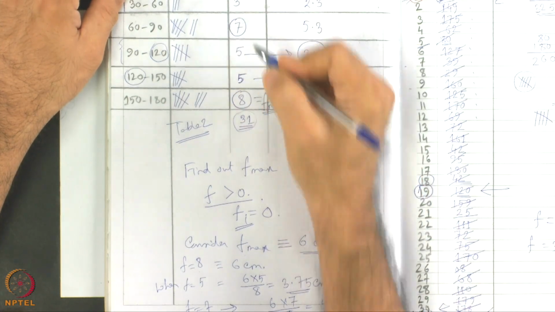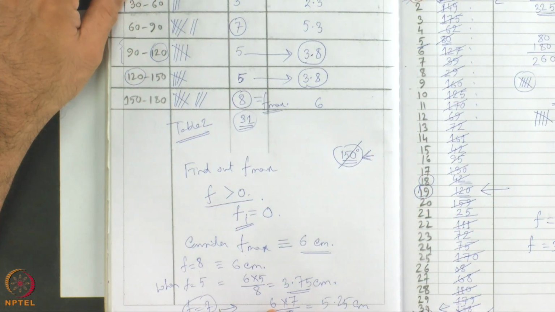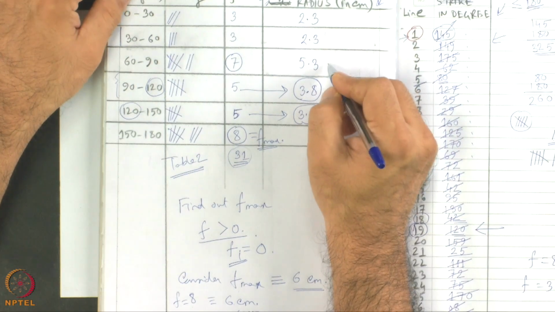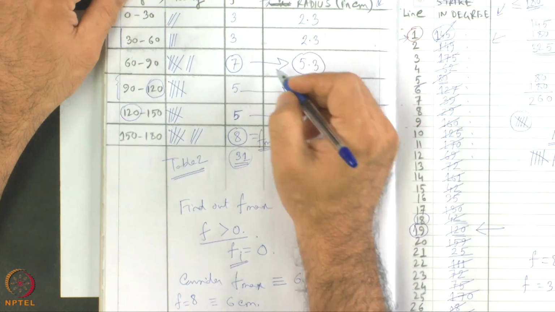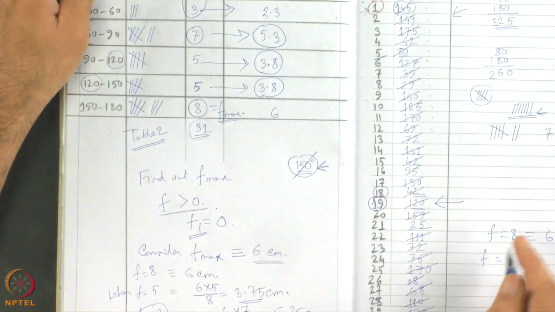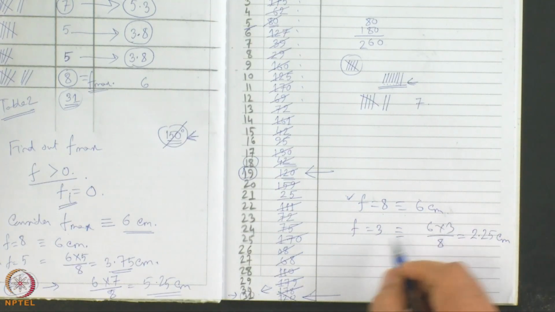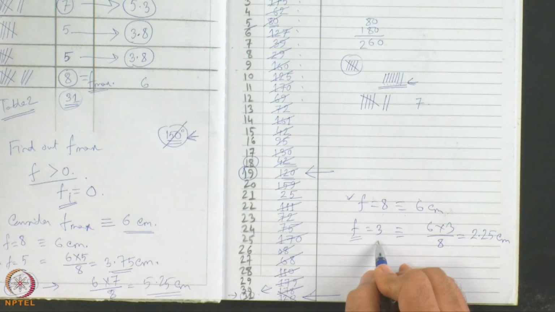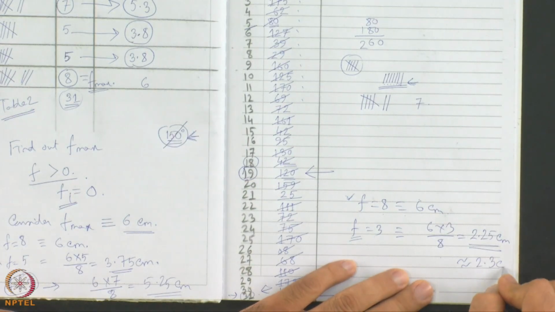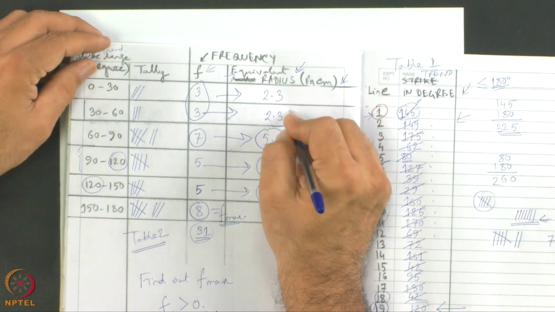What about f is equal to 7? When f is equal to 7, I do 6 multiplied by 7 divided by 8, which is equal to 5.25 centimeter. 5.25 approximates to 5.3 centimeter, so I write here 5.3. Similarly, when f is equal to 3, how much will be the equivalent radius? Again, f equal to 8 is equivalent to 6 centimeter, then for f equal to 3 it will be 6 multiplied by 3 divided by 8, which is equal to 2.25 centimeter. This approximates to 2.3 centimeter. That is why I wrote here 2.3.